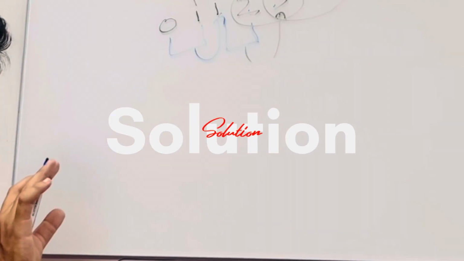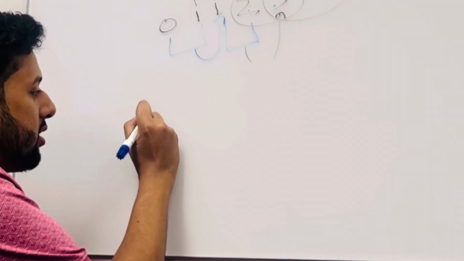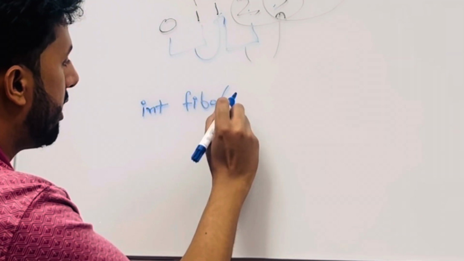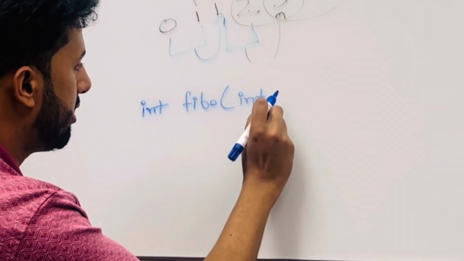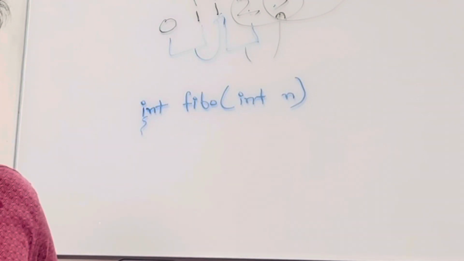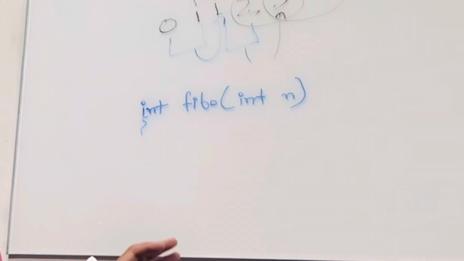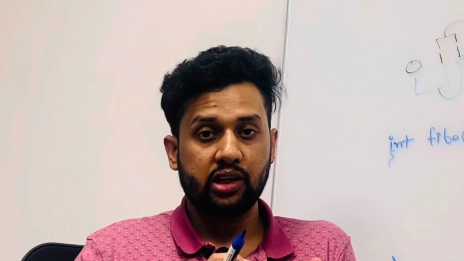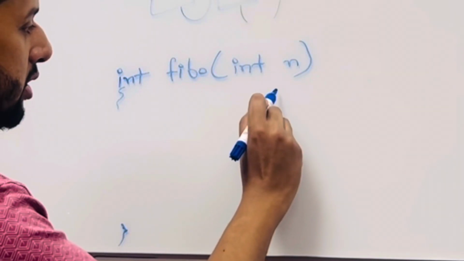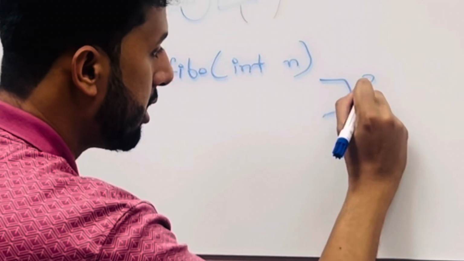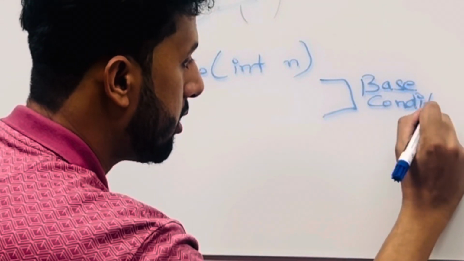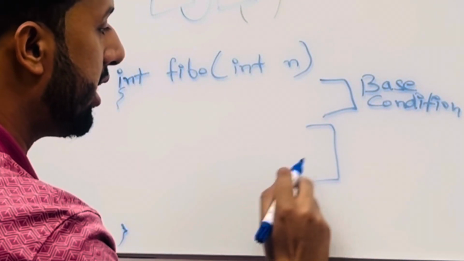Firstly, I will create a function. I can write int Fibo, and here int n. You can write it in any programming language, so it's generic code. The first thing we have to do here is write the base condition. After the base condition, our main logic. So here we write the base condition, and here we will write the main logic.